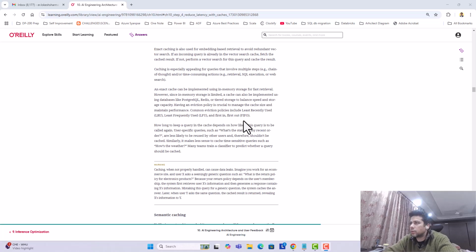Let's move forward. How long to keep a query in the cache depends on how likely this query is to be called again. User-specific queries such as "what's the status of my recent order" are less likely to be reused by other users, and therefore shouldn't be cached. Similarly, it makes less sense to cache time-sensitive queries. Time-sensitive queries such as "how's the weather?" Many teams train a classifier to predict whether a query should be cached.